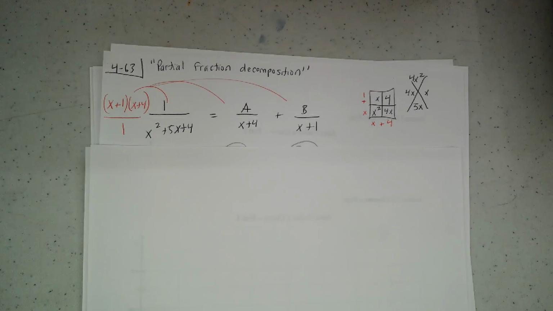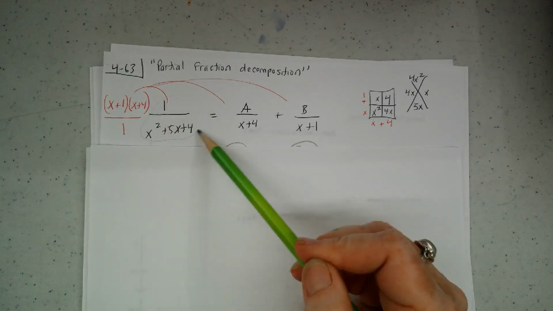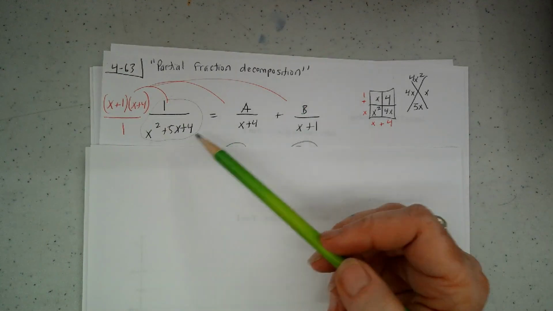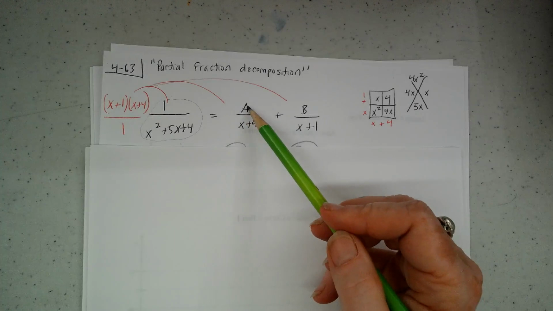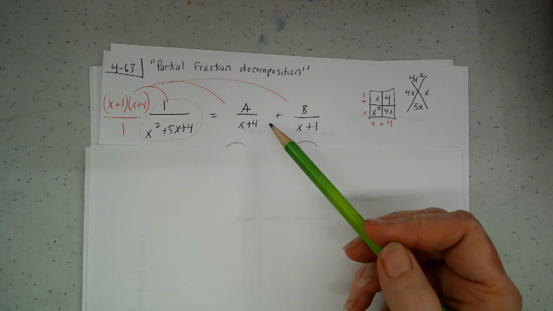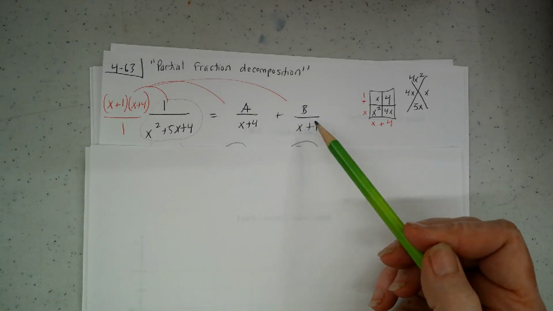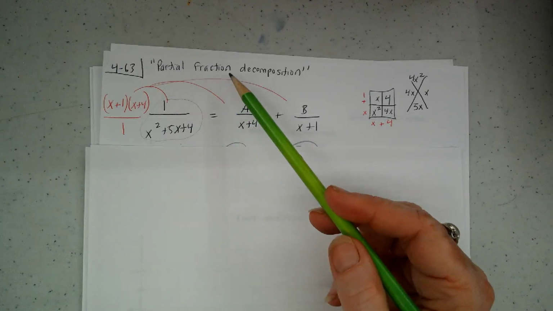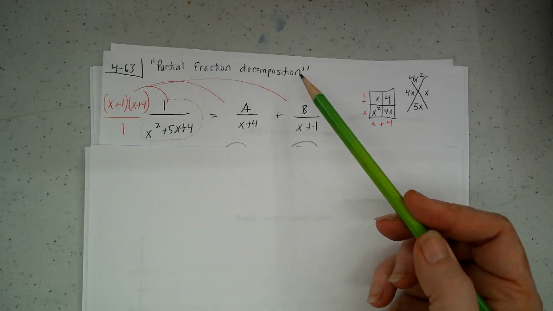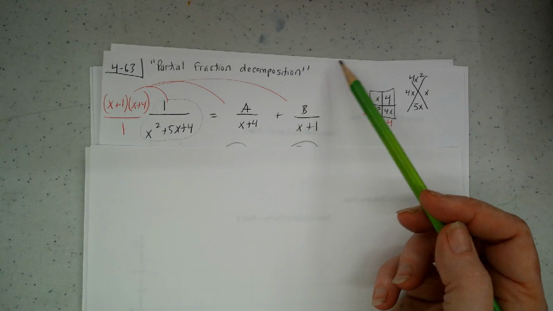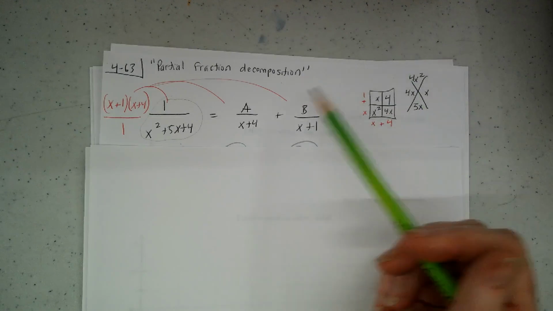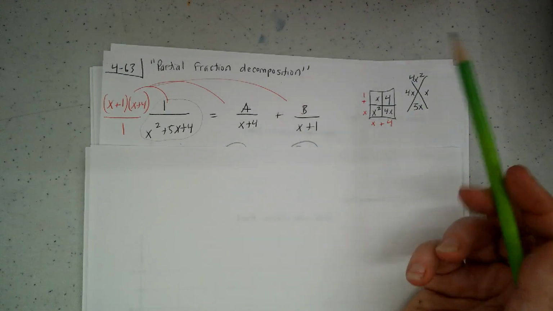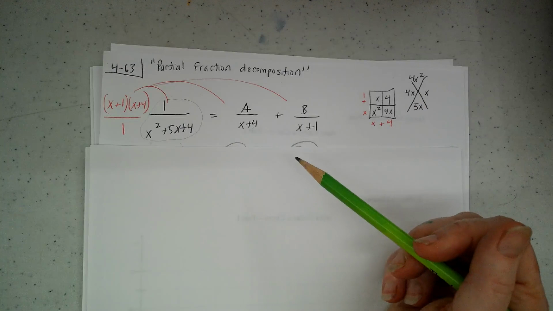Here's pre-calc. It's problem 4-63. So 4-63 asks you to take this fraction here and rewrite it as something over x plus 4 plus something over x plus 1. Now this has been referred to as partial fraction decomposition, and we've only talked about it once. But this is a skill that you need for calculus.